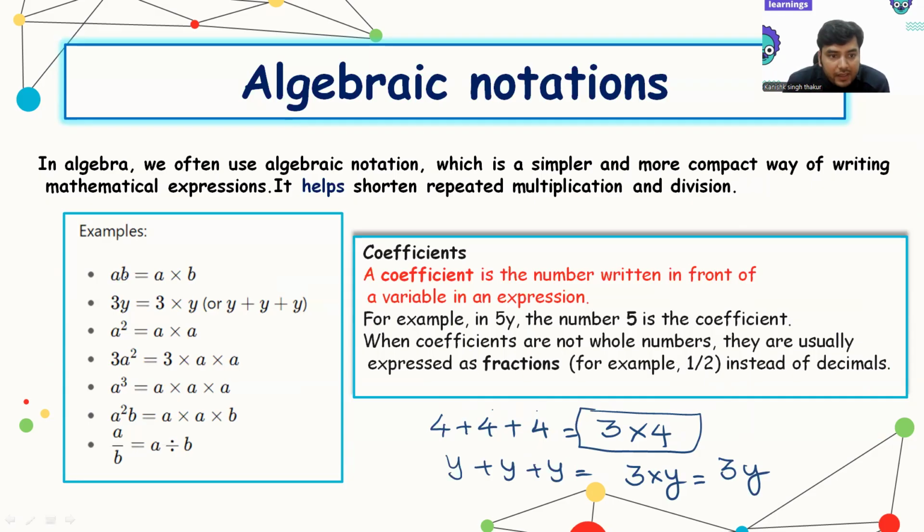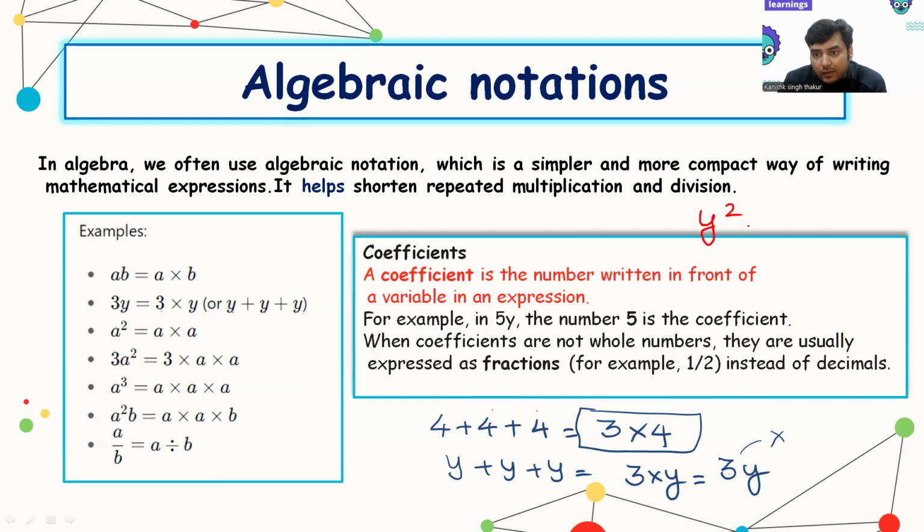So remember, when AB is written directly, there is a multiplication sign. AB means A times B. 3 times y means y plus y added 3 times. A square is A times A. Also, I will strictly tell you this thing.